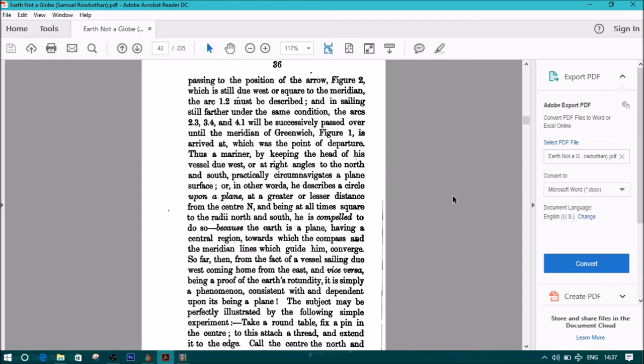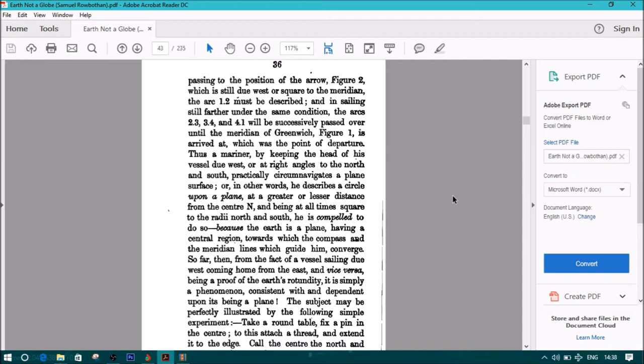So far, then, from the fact of a vessel sailing due west coming home from the east and vice versa, being a proof of the Earth's rotundity, is simply a phenomenon consistent with and dependent upon its being a plane. The subject may be perfectly illustrated by the following simple experiment.